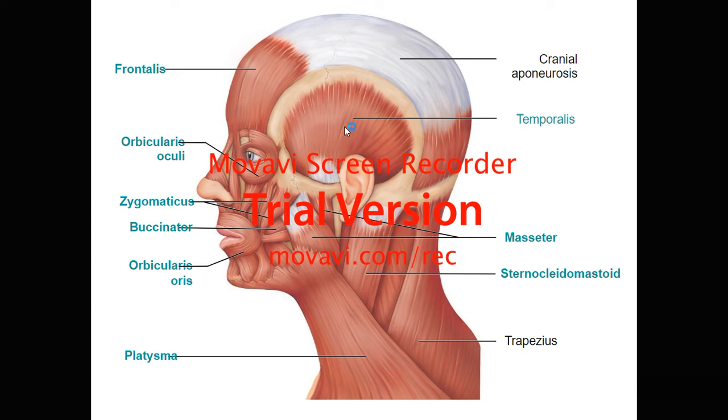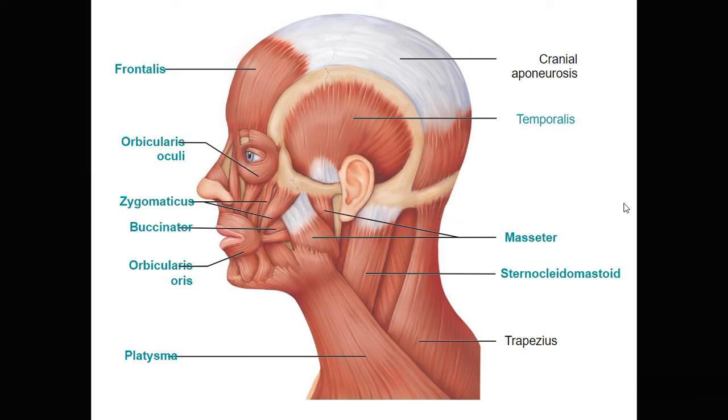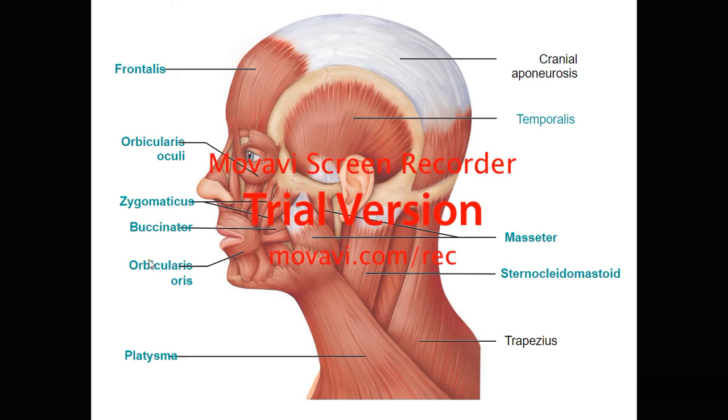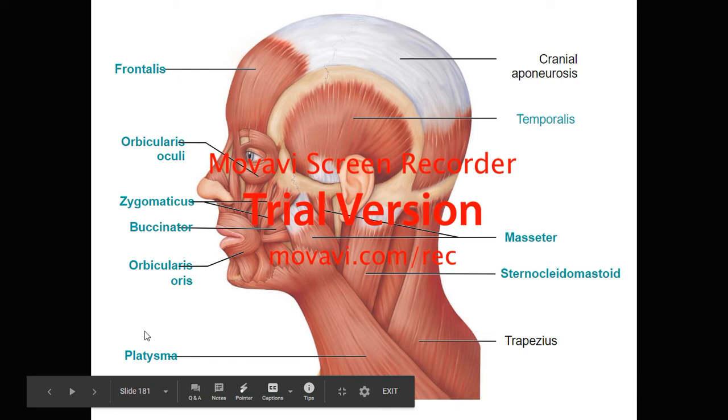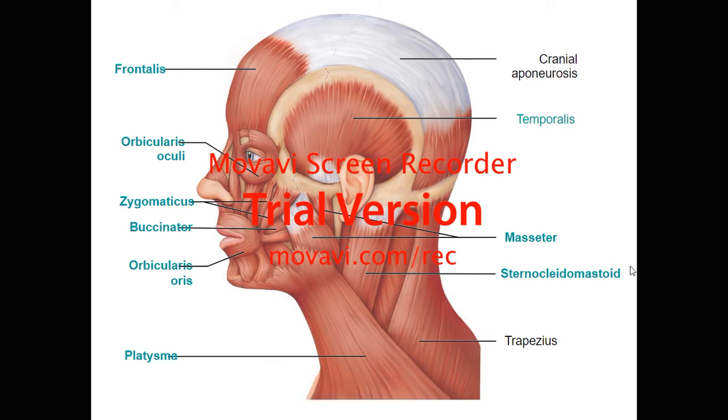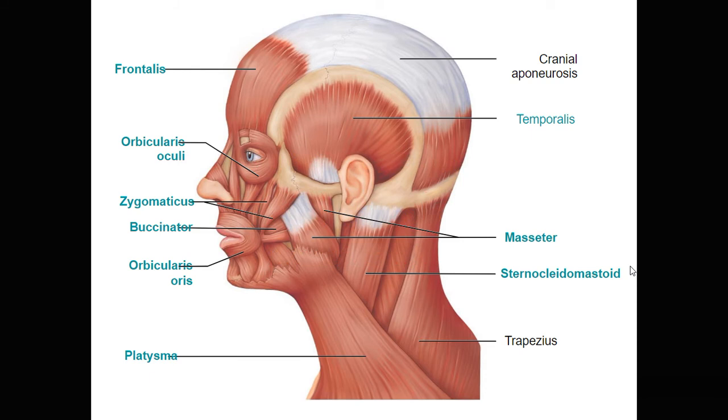Temporalis, in the temporal region of the skull. Sternocleidomastoid, mastoid muscle. So the names can help you. All right, masseter, orbicularis oris, buccinator. So the names do help you. Platysma. But there still is a lot of being able to visualize it. You have to be able to visualize it on, in this case, a model.